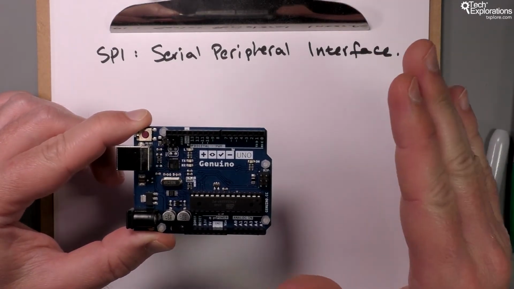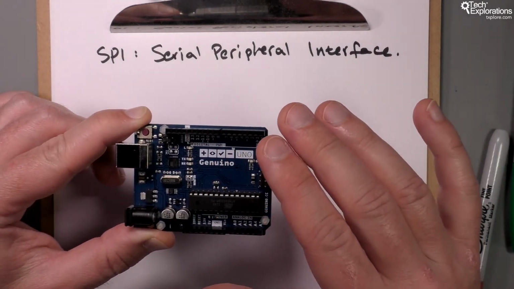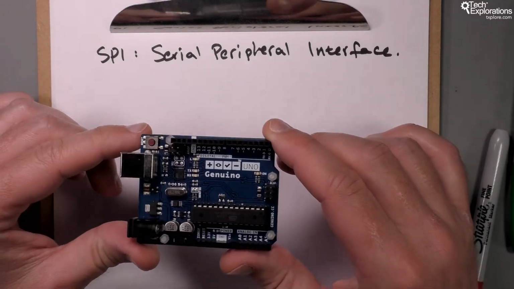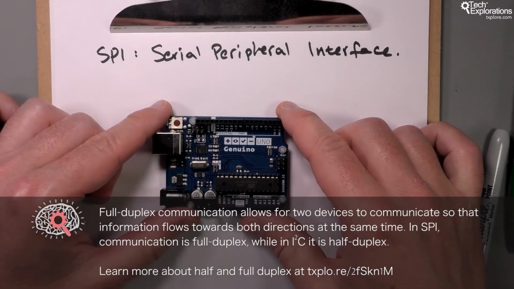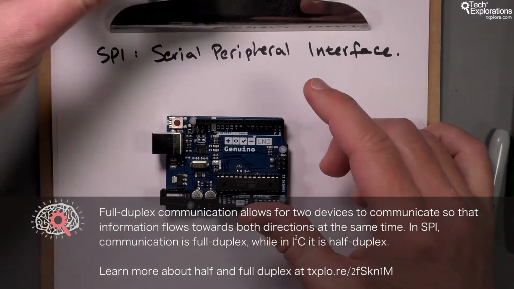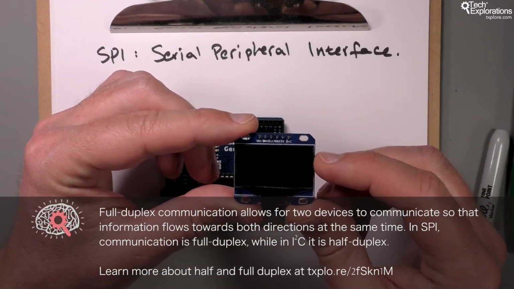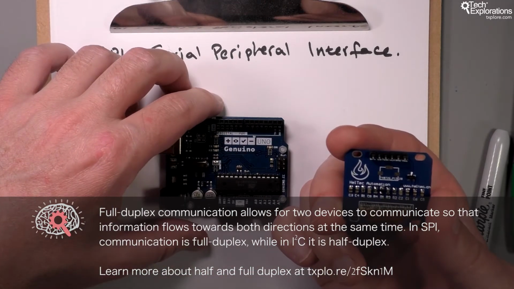which, because it only has one data wire, only allows data to flow in one direction at a time. So with SPI, communication is much faster and it is full duplex. So devices like this one here, this is a graphics display, implement this interface.